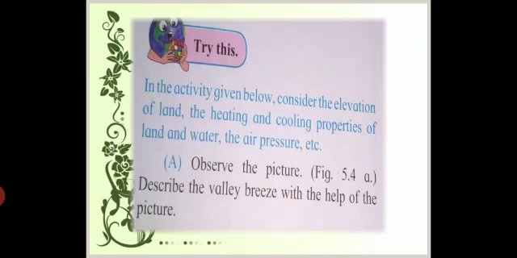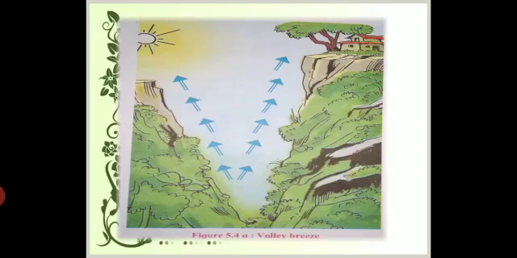Try this. There is an activity given in the textbook, so let us do that now. In the activity given below, consider the elevation of land, the heating and cooling properties of land and water, the air pressure, etc. A. Observe the figure 5.4a. Describe the valley breeze with the help of the picture. Children, see the figure given on page number 23, 5.4a valley breeze.